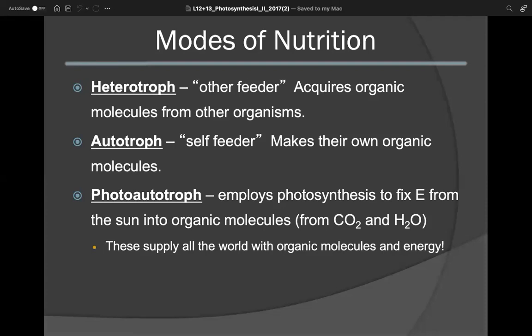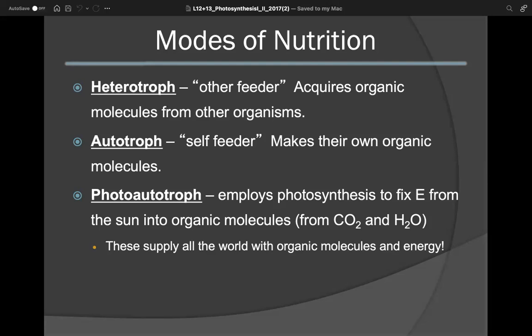We were talking about modes of nutrition and the names that we give to organisms to describe how they get their energy or how they get their starter molecules to make energy. So we have a heterotroph, which is the other feeder, meaning that they require things from other organisms. This is an example of most of the animals that we think of: house pets, humans, animals that we consume for nutrition, stuff like that.